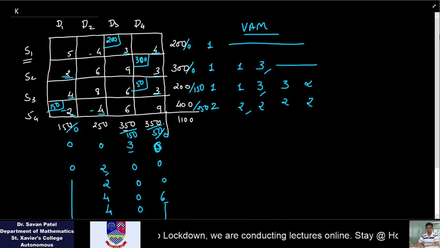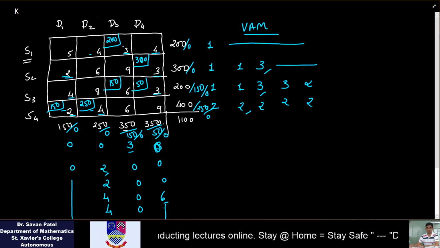Maximum is 4, we will allocate whatever minimum, that is 4, whatever is maximum possible, that is 250 and 250. So we are having 250 here, here we are 0, here we are having 0. Since both are 0, this row and this column both are cancelled. Here we are having only 150 left, so here we will allocate that. So this is our initial basic feasible solution.